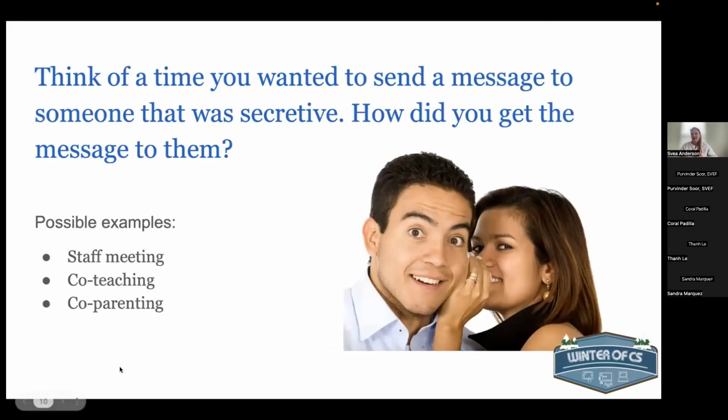So I want you to think about a time that you wanted to send a message to someone that was secretive. How did you get the message to them? So some possible examples are like a staff meeting, or if you're co-teaching, or if you're co-parenting. You can either put it in the chat or unmute yourselves. Yes, right, Carolyn? Texting while you're in Zoom. Excellent. Anybody else? Yep. Oh, emojis instead of words. That's really interesting. Nobody has answered that yet. Nice, Coral.